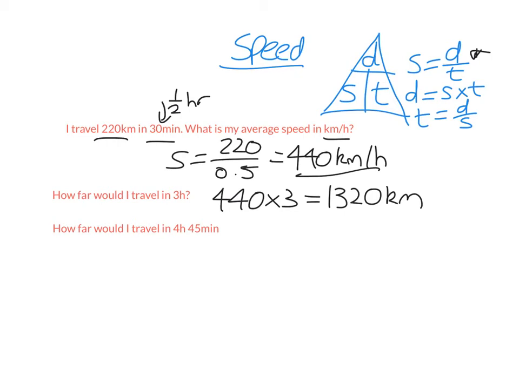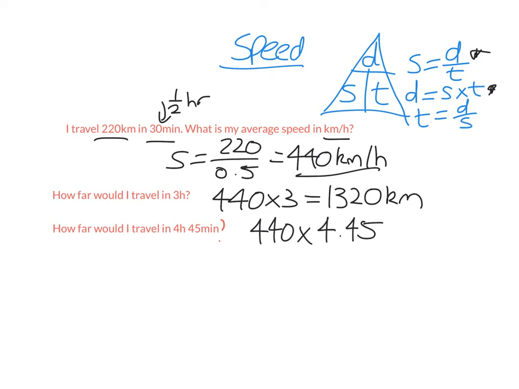How far would I travel in 4 hours and 45 minutes? Again, it's asking for distance as the previous one was. So I use my formula, distance equals speed times time. But hang on, how many hours is 4 hours and 45 minutes? You can't do 4.45. That's wrong, because 45 minutes is not 0.45 of an hour. 0.45 of an hour is 27 minutes.